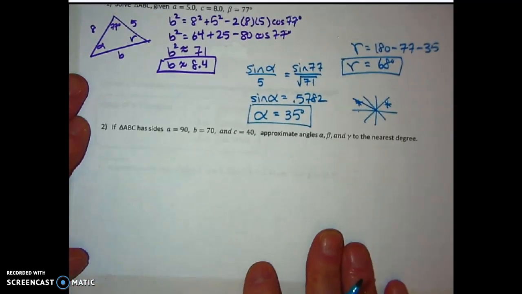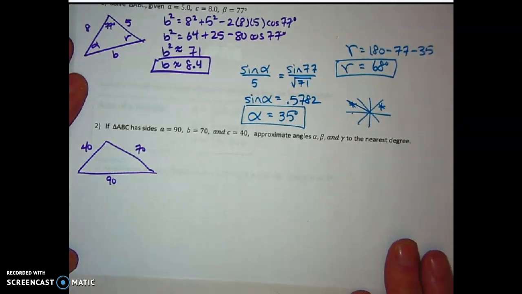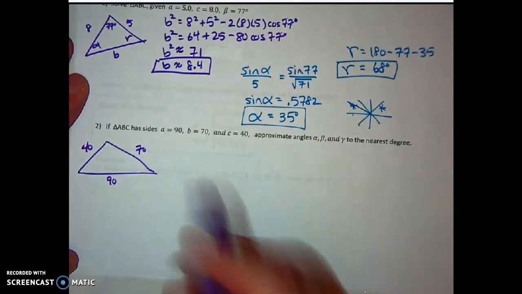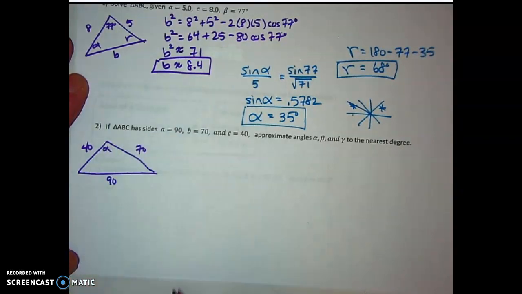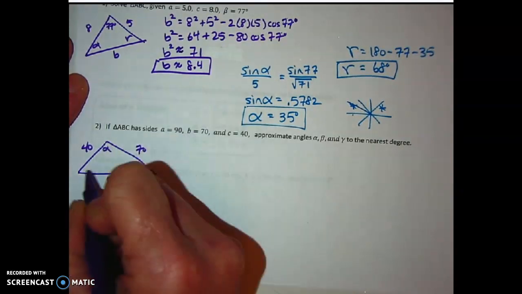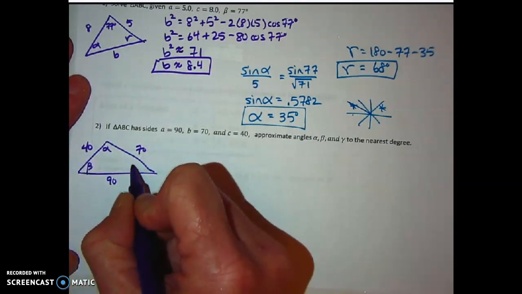Example 2. If ABC has sides a is 90, b is 70, and c is 40, approximate the angles alpha, beta, and gamma. So again, please pause the video and draw your triangle. And again, it is important that you label your triangle correctly. Remember that across from side a has to be angle alpha, across from side b has to be angle beta, and across from side c has to be angle gamma.